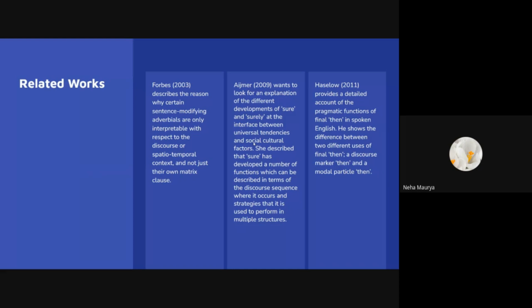Now these are some related works which we referred to in our study. Forbes' work in 2003, Eismer's work in 2009. Eismer gives information about sure and surely. And Hesla provides detailed information about then, and he also differentiates between the discourse marker then and the modal particle then. After we referred to these studies to make our paper, we added some other information.